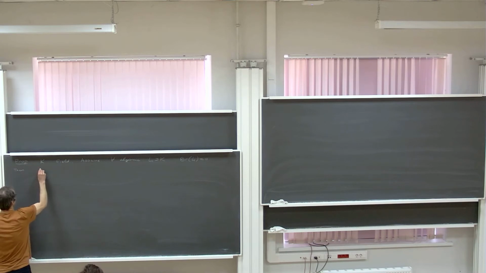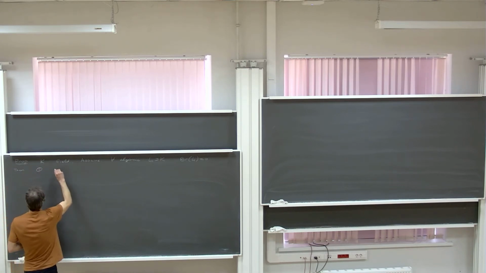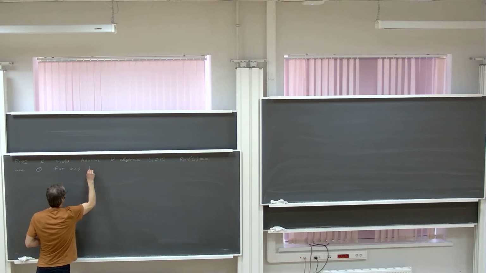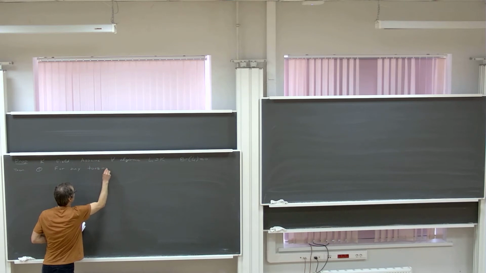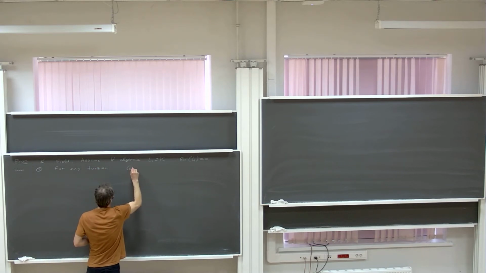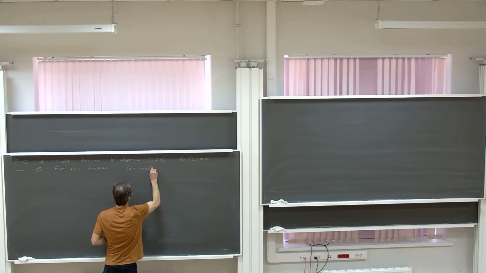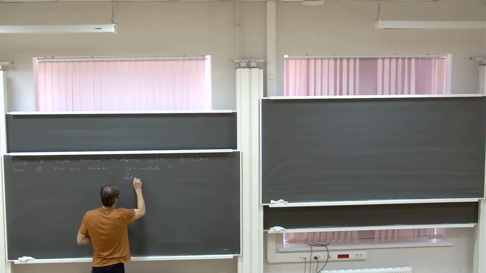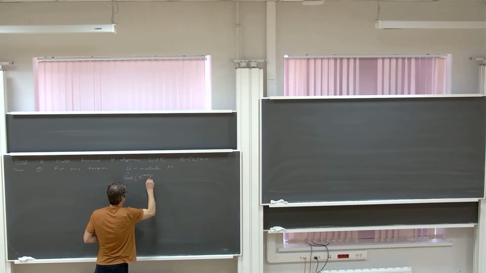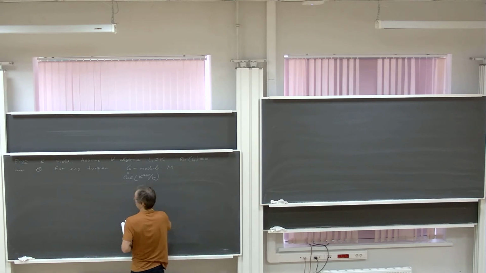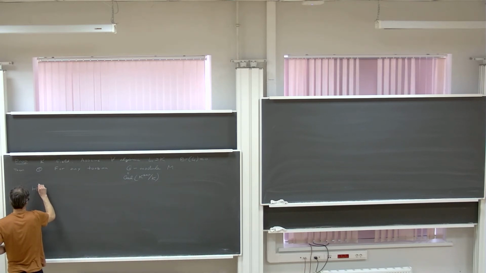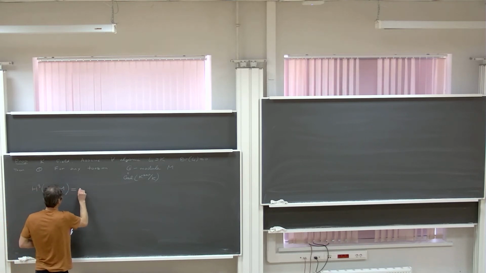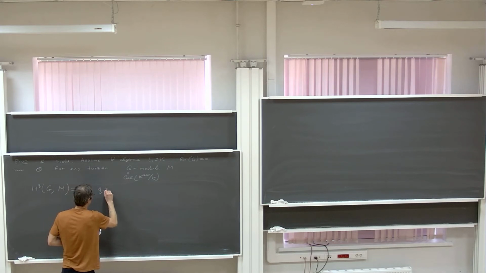So we know that for any torsion G-module M, and G here is the Galois group of K sep over K, the homology of G with coefficients in M is equal to 0 when q is greater or equal than 2.